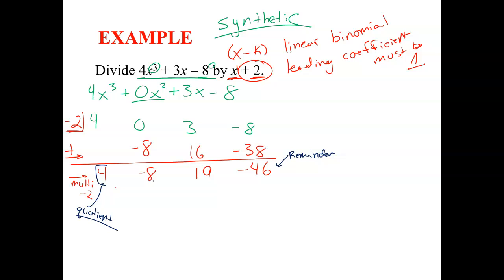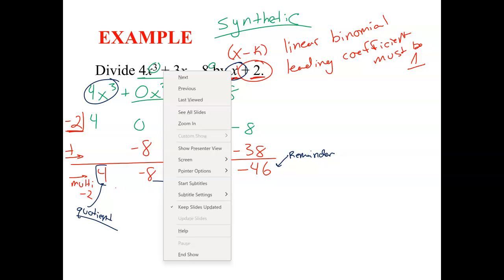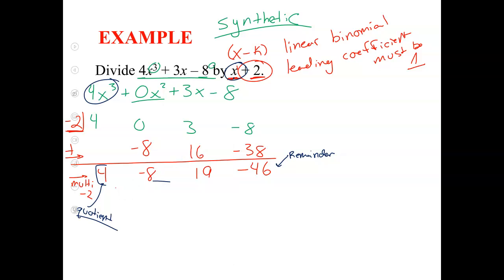And then we have to figure out, okay, well, what degree are we going to start with? So you can think back. If I do 4x to the third divided by x, what do I end up with? 4x squared. And then what's the next power after x squared? And then after that, none. And then I have my remainder. 4x squared minus 8x plus 19.